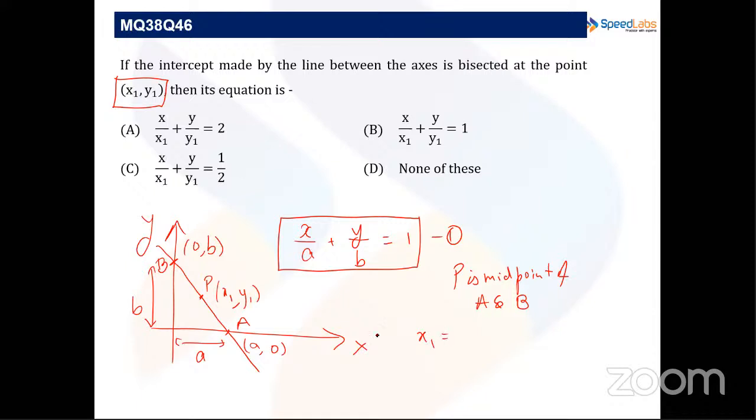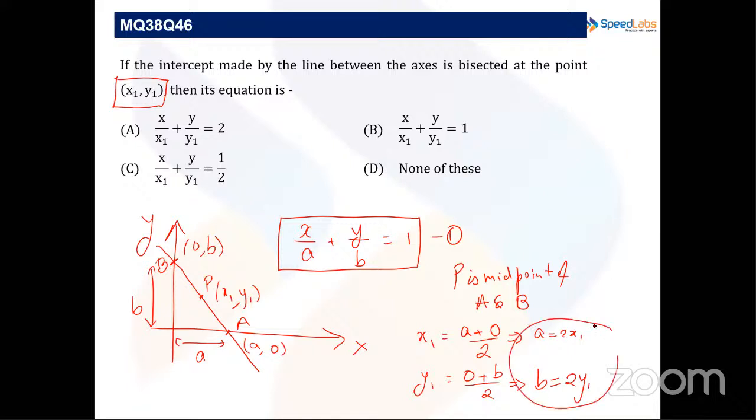So from the midpoint formula, x1 will be equal to (a plus 0) by 2. This implies that a equals 2x1. Similarly, y1 will be equal to (0 plus b) upon 2. We are using the simple midpoint formula: x1 equals the sum of the two x coordinates divided by 2. Similarly, y1 equals the sum of the two y coordinates divided by 2. So from there, 2 will be taken that side and we will get b equals 2y1.